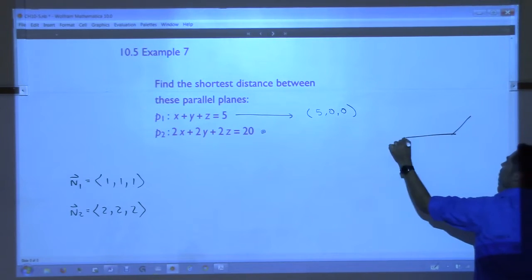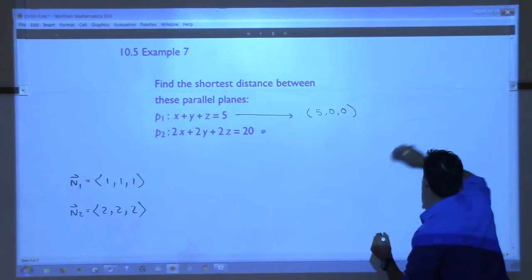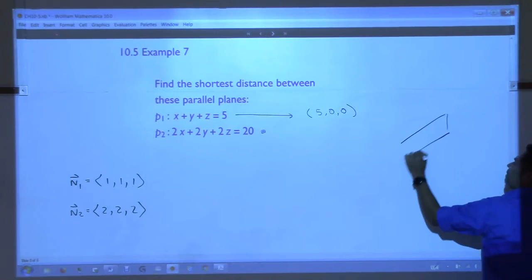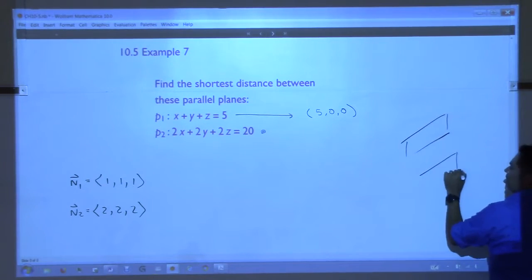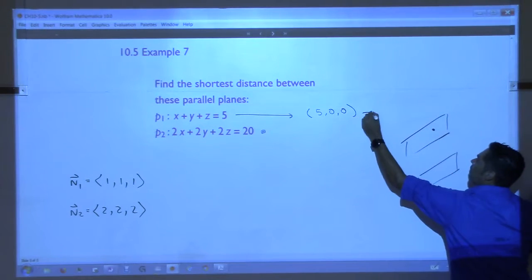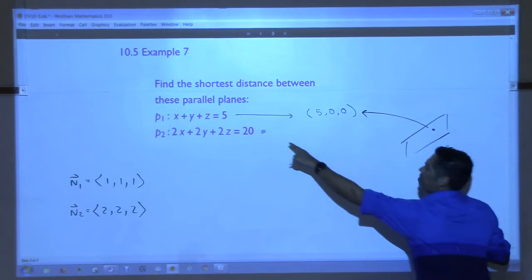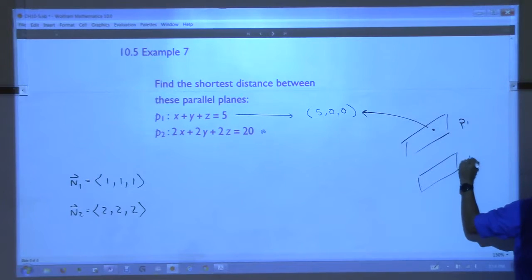So remember, I have two planes. Let me tilt them a little bit. I don't want to put them like they're flat. Okay, so I have a plane here and I have another plane here. They're parallel to one another. I just found this point right here. So I have a point, and then I have this plane right here. So this is plane 1, this is plane 2.